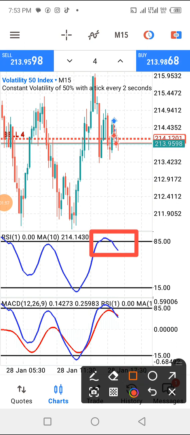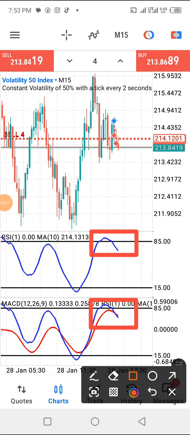We want to see the blue line crossing below the level 85, and at the same time we want to have a similar scenario in window 2, where we also have the blue line crossing the red line, or the red line crossing the blue line, whichever case, around that same axis.